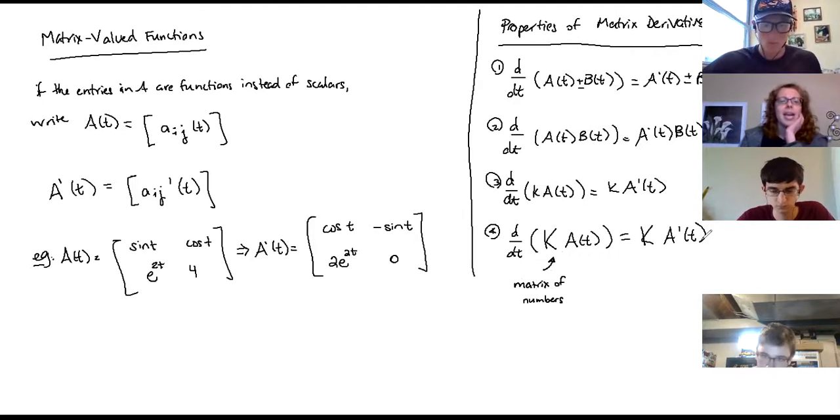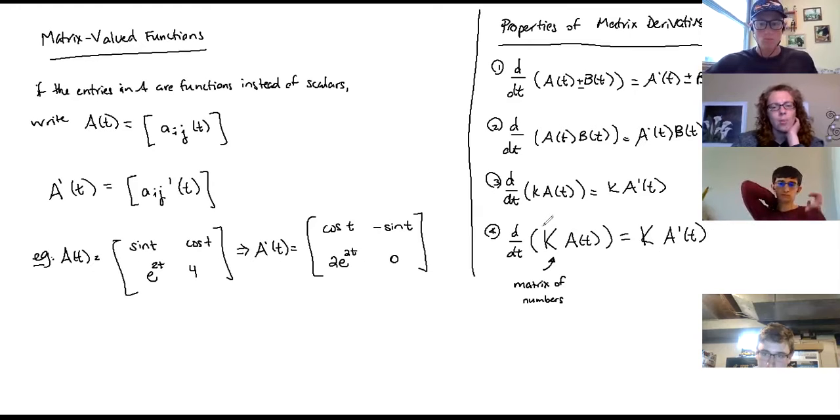This is a special case of rule number 2, right? Because the derivative of a matrix of numbers is just going to be the 0 matrix. Everything is going to have a derivative of 0. And so one of these two pieces up here is going to go away. So this is just a special case of product rule.